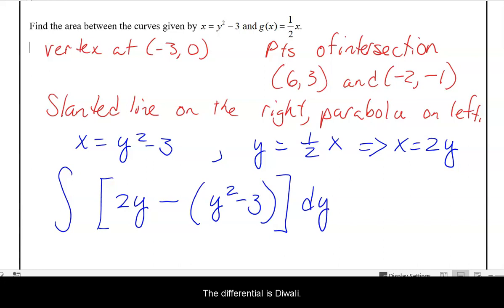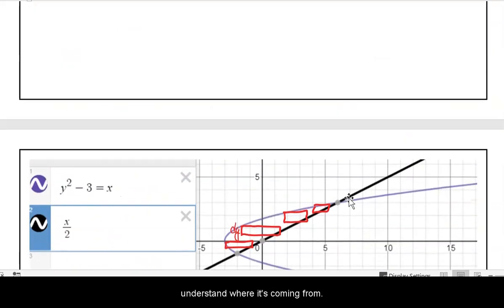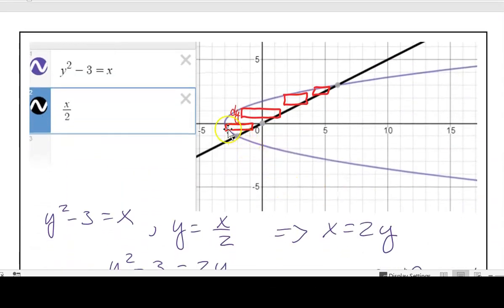The differential is dy. We need to locate our lowest y value and our upper y value over the closed region. You could take it, of course, off the points of intersection, but let's go back to the graph so that you're sure you understand where it's coming from. If I look at the bottom rectangle, the height there is -1, and the top rectangle will, of course, be at height 3.